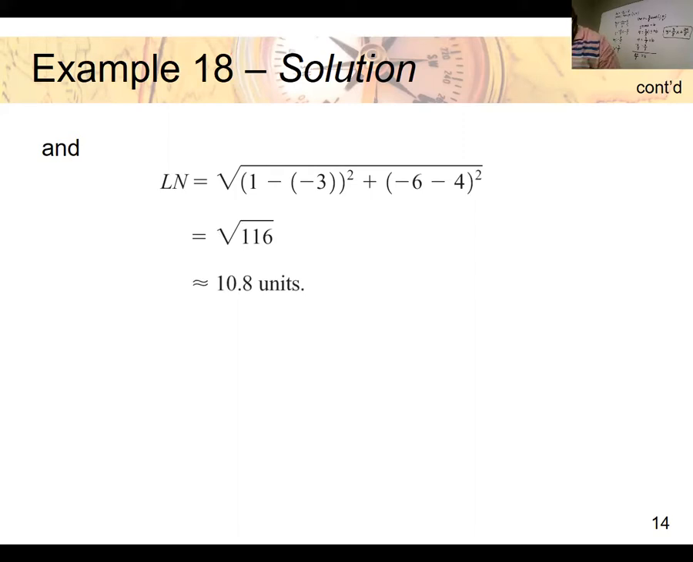Okay. So if we were to compare all three of those distances, then angle R would have to be the largest angle because right here, we got 10.8 units. That's the longest side. So LN is the longest side. So the angle opposite that would be angle R.